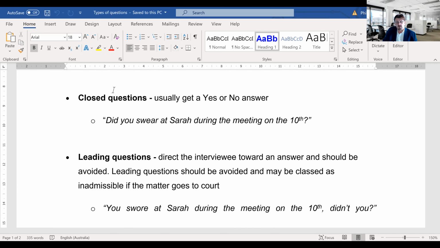This is a question, say, for the respondent. Did you swear at Sarah during the meeting on the 10th? Closed question. You're going to get a yes or no answer, and if you get a no, you'll go back to your open question. Well, tell me what happened in the meeting. Did Graham swear at you during the meeting on the 10th? Yes, he did. Okay, tell me about what happened. So you've gone from the open question, where you didn't really get that much, to a direct closed question, yes, he swore at me, and back to an open question: tell me more about that.